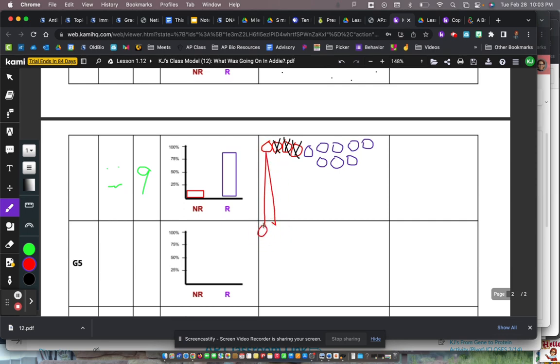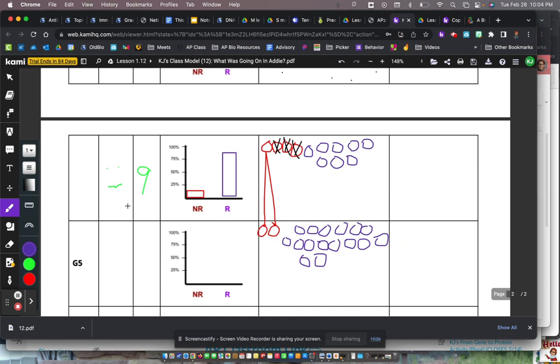So we're going to have 2 reds, and then how many purples? 8 purples doubling, so I need to draw 16 purples. I don't think my finger can draw that much. 1, 2, 3, 4, 5, 6, 7, 8, 9, 10, 11, 12, 13, 14, 15, 16.